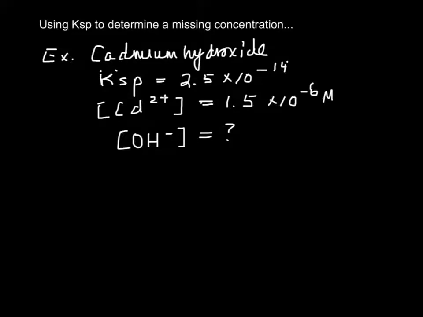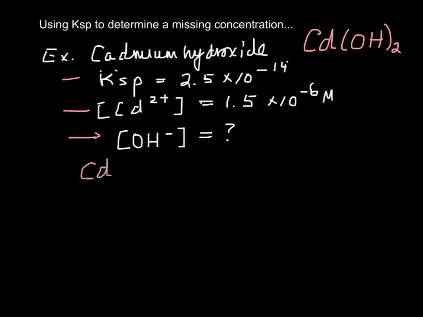So let's look at a couple of very simple problems that we can solve using KSP. For instance, if I have the compound cadmium hydroxide, I probably want to go ahead and figure out what cadmium hydroxide is. Okay, so Cd(OH)2. I know the KSP, I know the concentration of cadmium, so in solution I want to know what's the concentration of OH minus. So the first thing I always do is I write the reaction, okay?